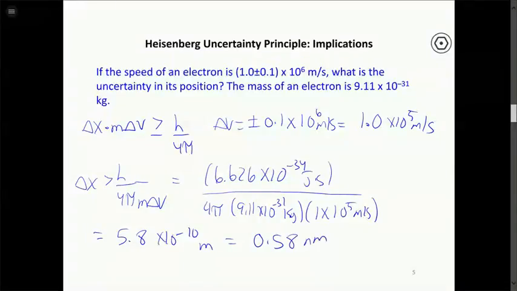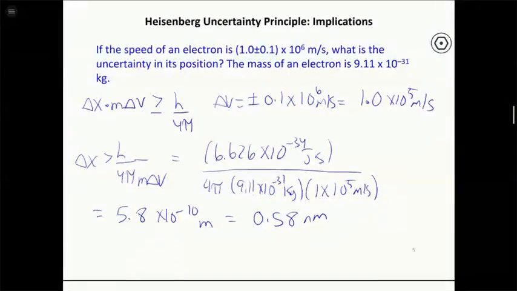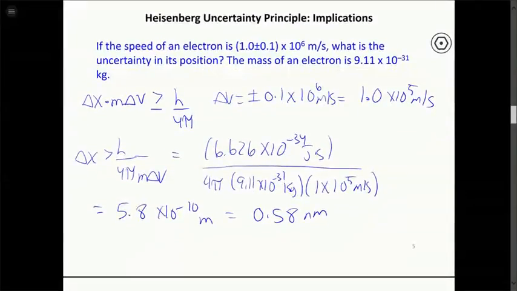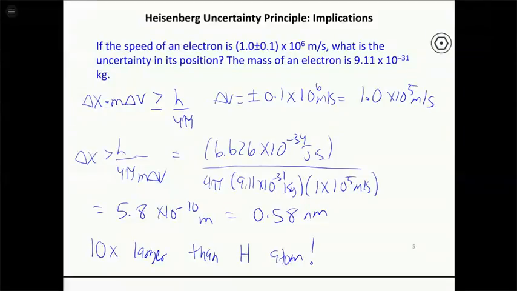Now that may not sound like a very big uncertainty to you, 0.58 nanometers is really, really tiny in reality, but if we compare it to the size of a hydrogen atom, this is 10 times larger than the hydrogen atom. Okay, so hopefully this little sample calculation, which doesn't necessarily have a lot of basis in reality, shows you if we have an electron moving at a reasonable speed around the nucleus, we have no idea relative to the atomic scale where that electron actually is. So compared to the size of an atom, the uncertainty in an electron's position is huge.